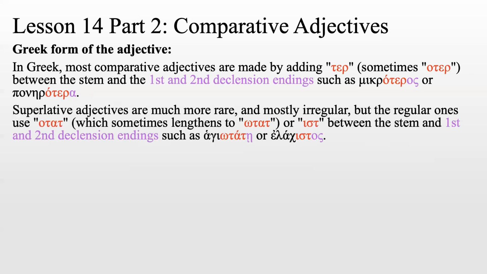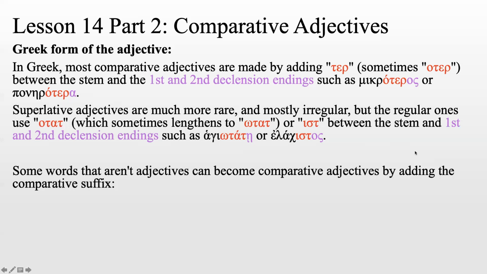Superlative adjectives are much more rare and mostly irregular, but the regular ones use -atat, which sometimes lengthens to -otat, or -ist, between the stem and first and second declension endings, such as hagiotate or elachistatas. So hagias, we know, means holy, so this is holiest. Elachistas, I'm not sure if we've actually learned elachas before, but this is going to be, I believe, smallest.